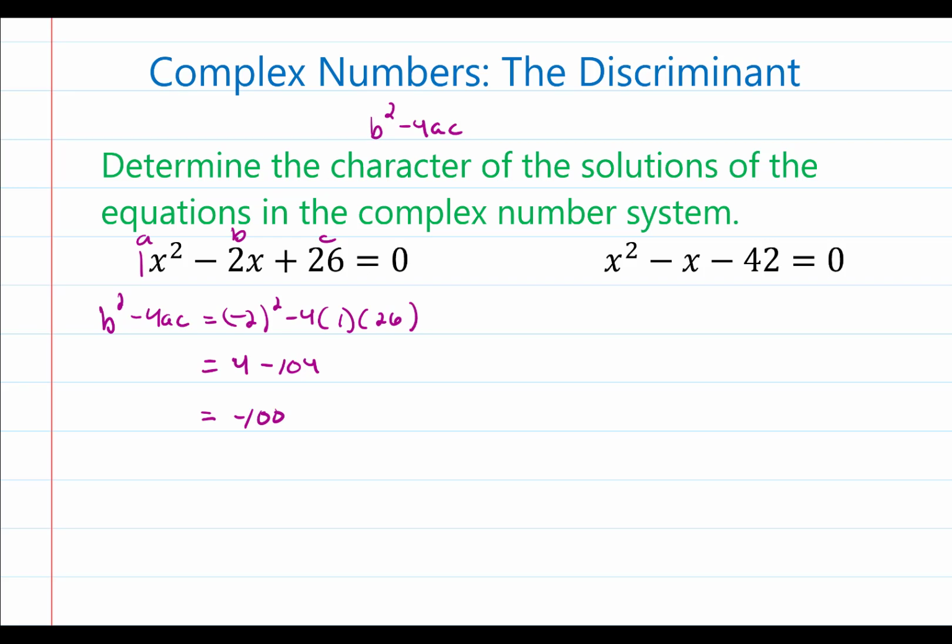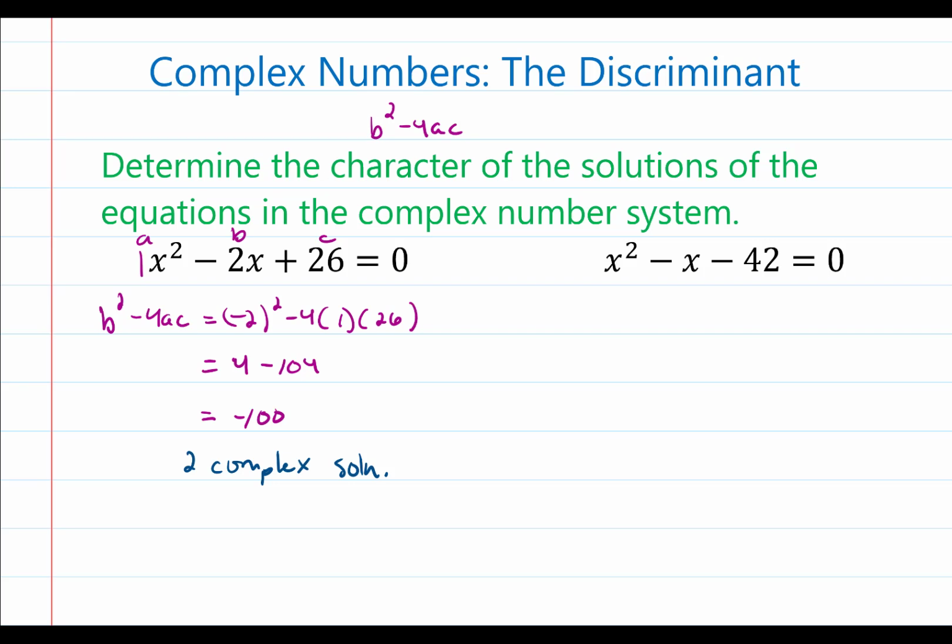Since the value of the discriminant is less than 0, this tells us that there are two complex solutions. And those two complex solutions will contain the imaginary part because in the quadratic formula, you will be taking the square root of negative 100, which results in 10i.